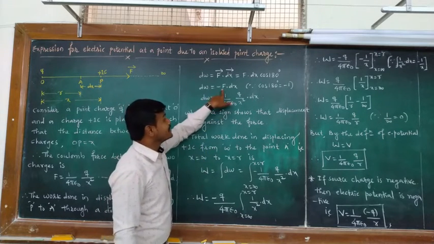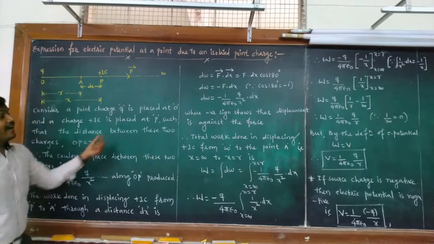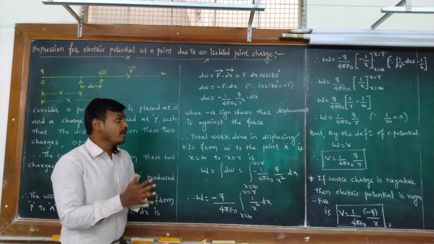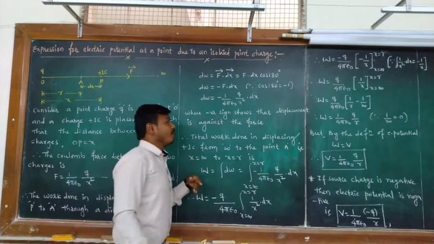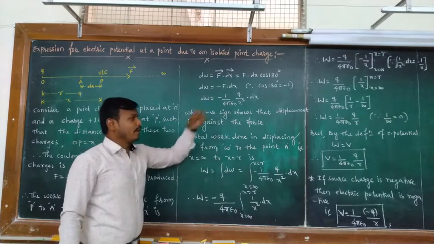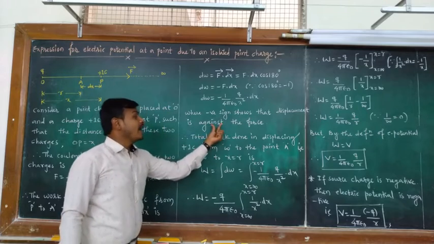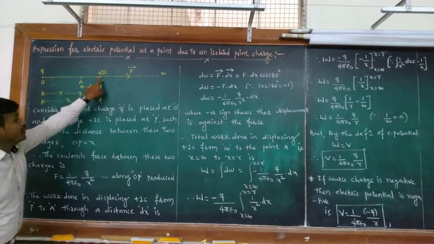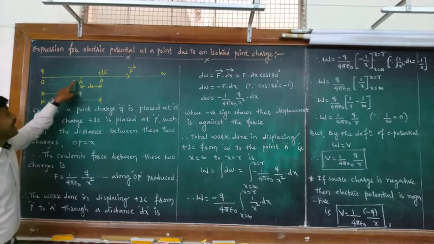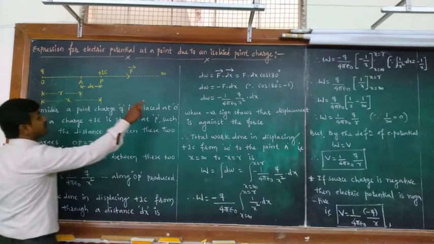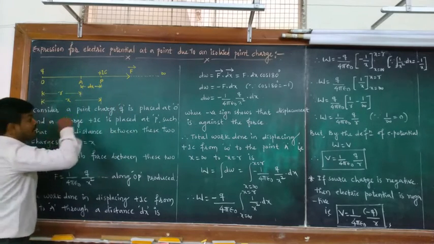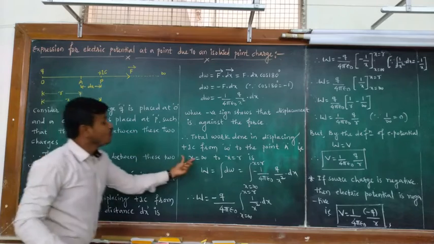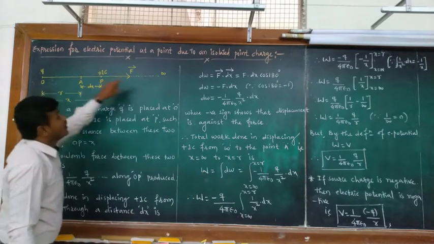In the place of F we substitute this equation, and then we can write dW equal to minus 1 upon 4 pi epsilon naught, Q divided by x square, multiplied by dx. The negative sign we have taken in the above equation indicates the displacement is opposite to the direction of the electrostatic force. Next, the total work done in displacing a unit positive charge, 1 coulomb, from infinity to the point A in an electric field, that is, x equal to infinity to x equal to r.